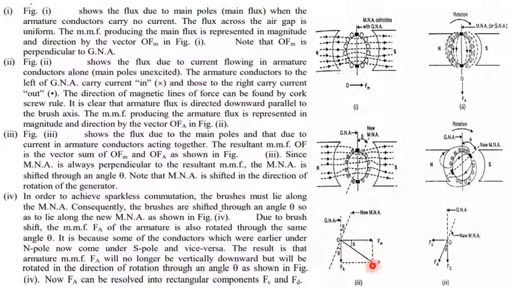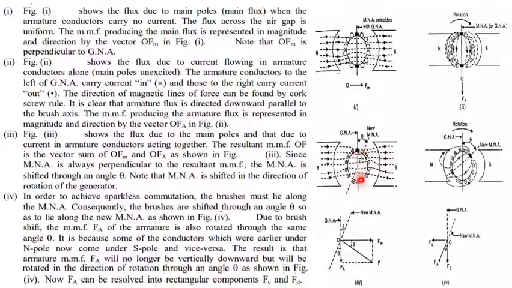Now the resultant force will be here. So this is the resultant force F, and this resultant force is always perpendicular to the MNA. So it is shown here. Just further on, this MNA goes on shifting. That means the armature continuously goes on rotating.